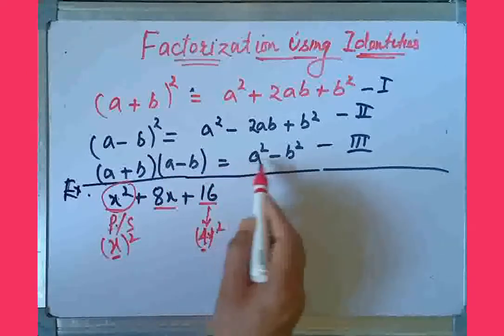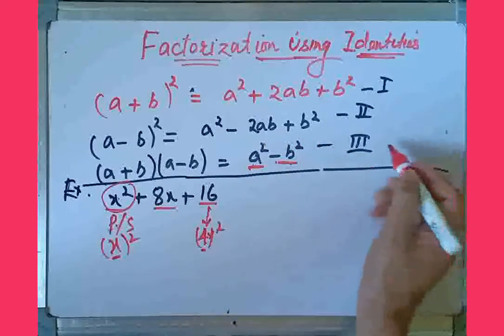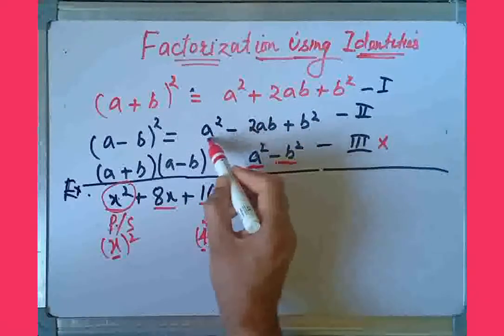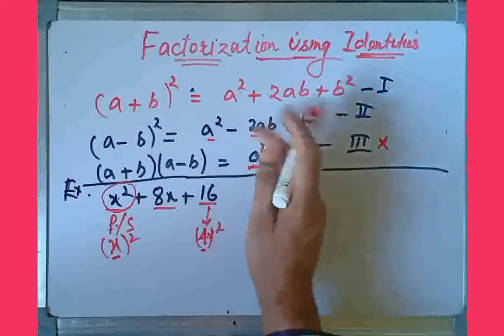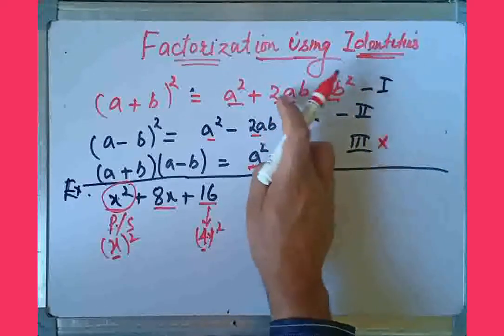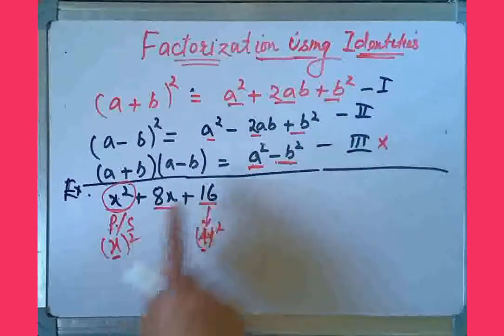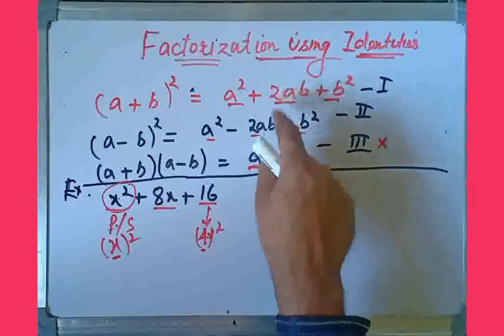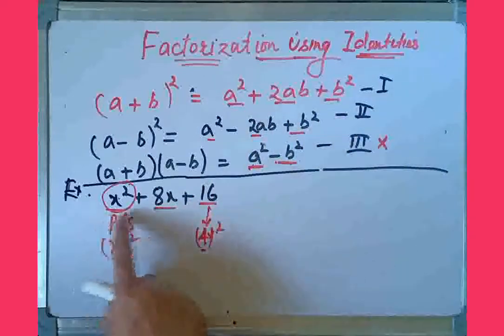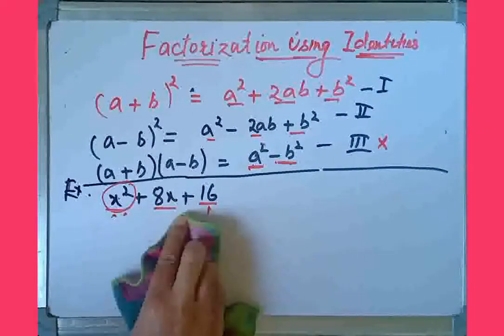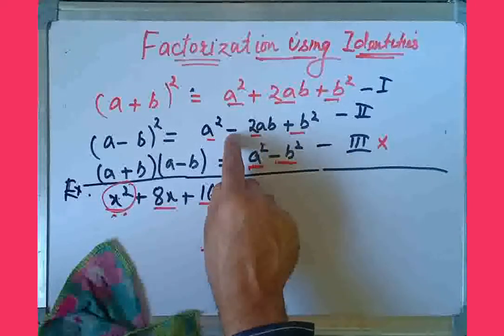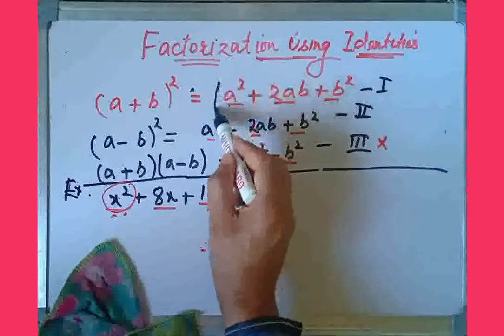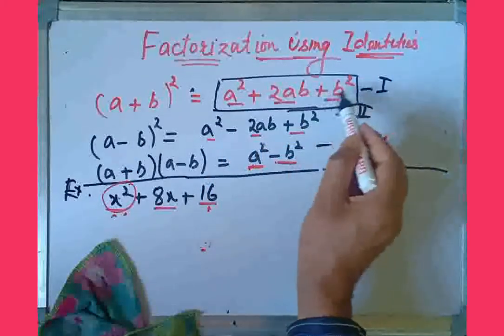In this identity there are only two terms, a square minus b square. So this identity will not fit into this algebraic expression. Now these two, a square minus 2ab plus b square and a square plus 2ab plus b square, each have three terms. So one of these two identities will fit into this algebraic expression. Now we have to find out which identity will fit. You can see that here it is plus and here it is minus, and there is no minus anywhere in our expression.